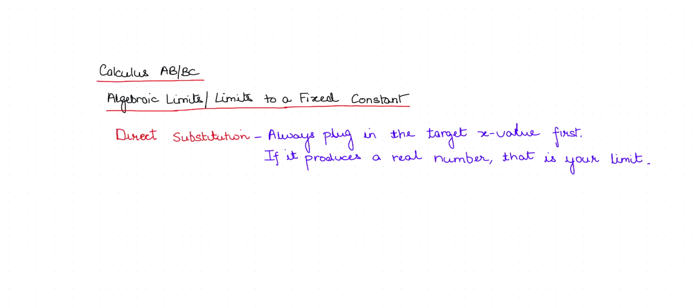First is direct substitution. We always directly plug in the target x value first, and if it produces a real number, then that is the limit.